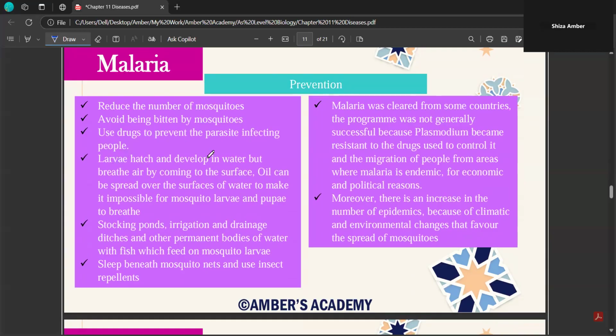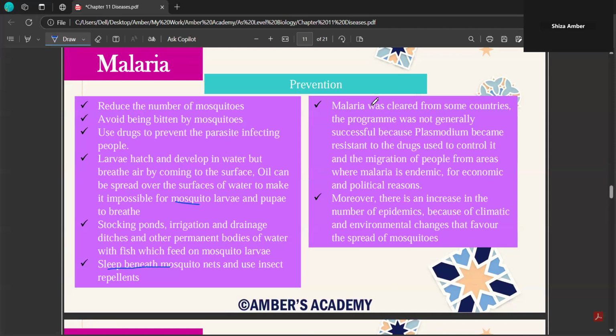Then larvae hatch and develop in water, but breathe air by coming to the surface. So oil can be spread over the surface of water to make it impossible for mosquito larvae and pupae to breathe. You can also sleep beneath mosquito nets.